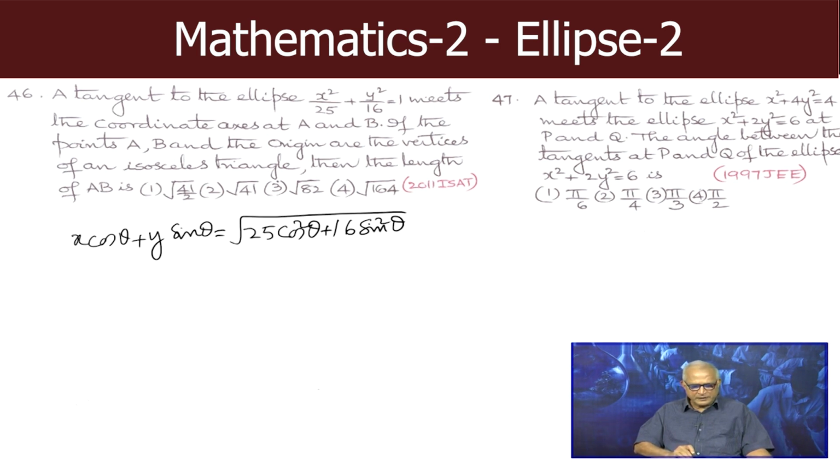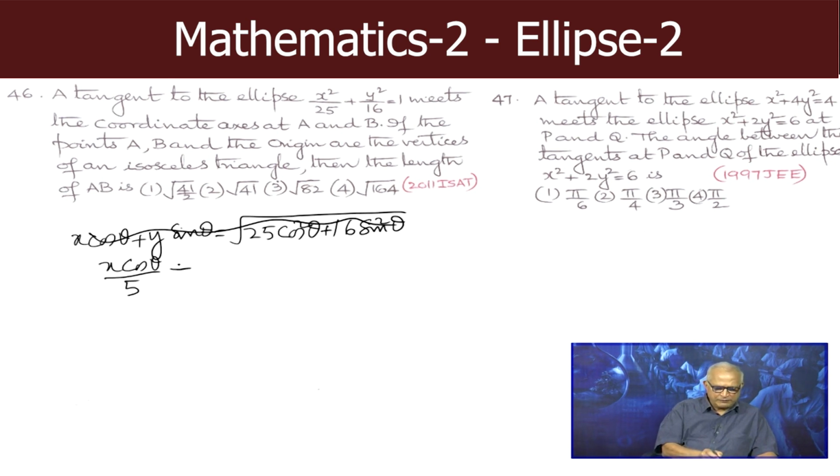Tangent to the ellipse at the end, isosceles triangle. Or there is no need to take this. You can also write it in the usual form, x cos theta by 5 plus y sin theta by 4 equal to 1. There is no advantage in taking it like the other form. It meets the coordinate axes at A and B.